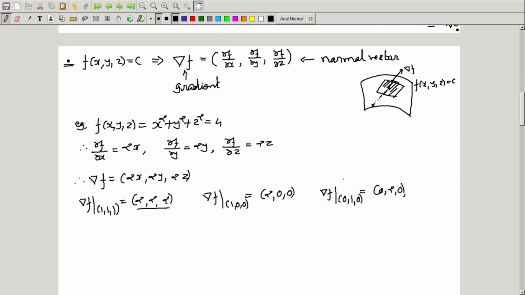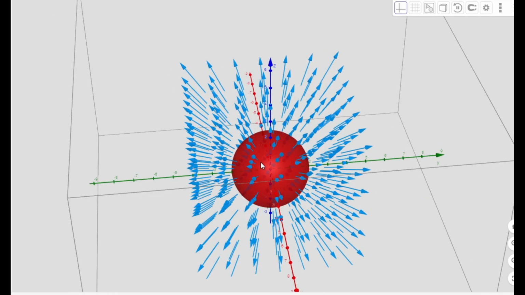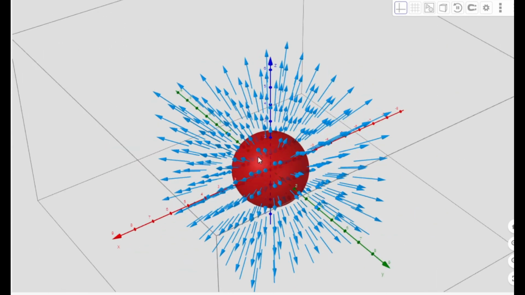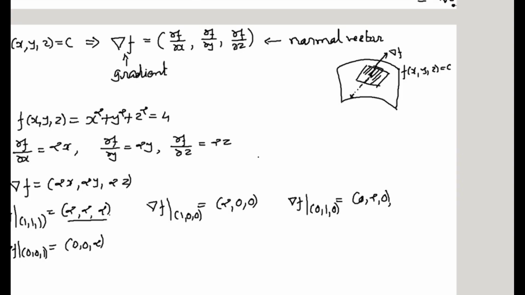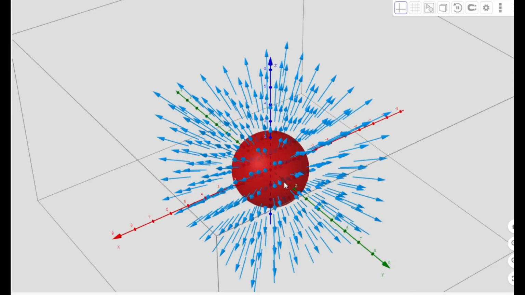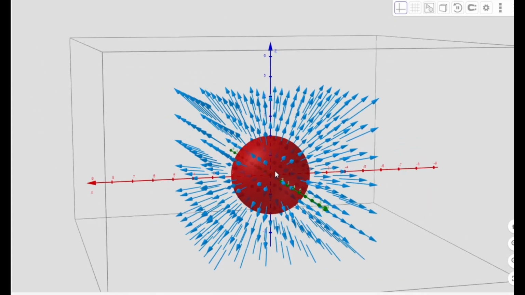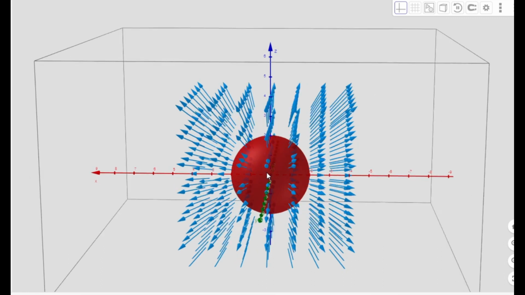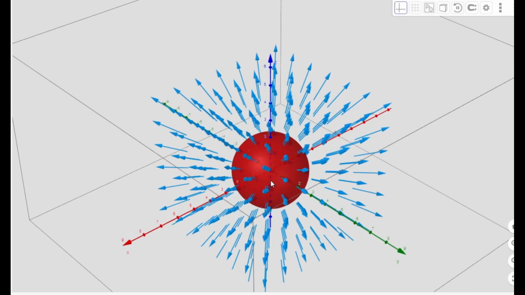Likewise, for example, I take the point (0, 0, 1), then the corresponding vector is (0, 0, 2). For each particular point we have different vectors, right? So there are infinitely many points, and so infinitely many vectors, but in graphics we have some limitations, we cannot show infinitely many vectors here, right? So I have tried to show some vectors in the figure.